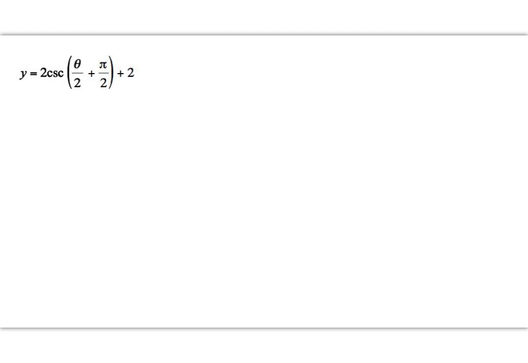We're going to do the same thing. I think I said cosecant on the previous page again. I'm all over the place today. For cosecant, we're going to graph sine of this function. So theta over 2 plus pi over 2 plus 2.